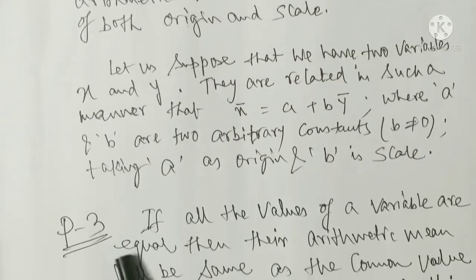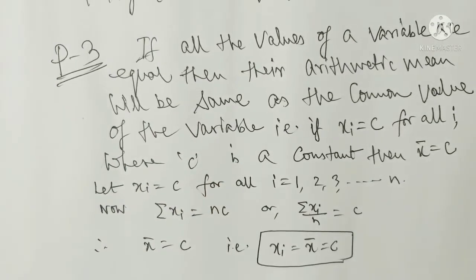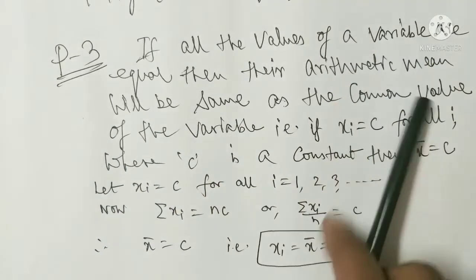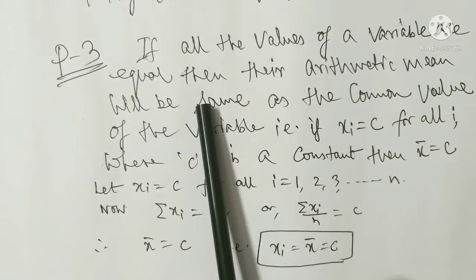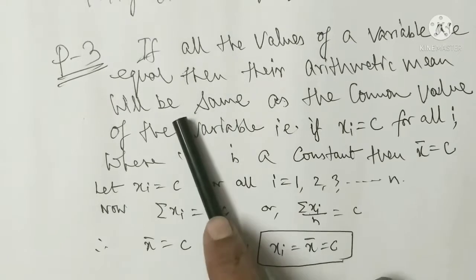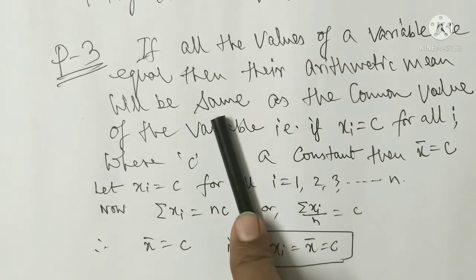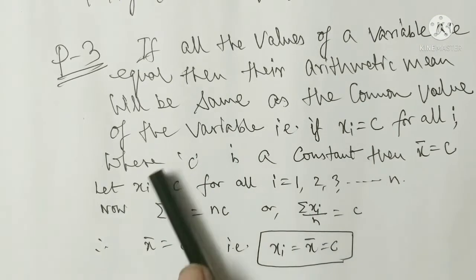Now we turn to property 3. If all the values of a variable are equal, suppose the values are 5, 5, 5, 5, 5 in this way, equal, then the arithmetic mean will be same. Arithmetic mean will also be 5 as the common value of the variable.